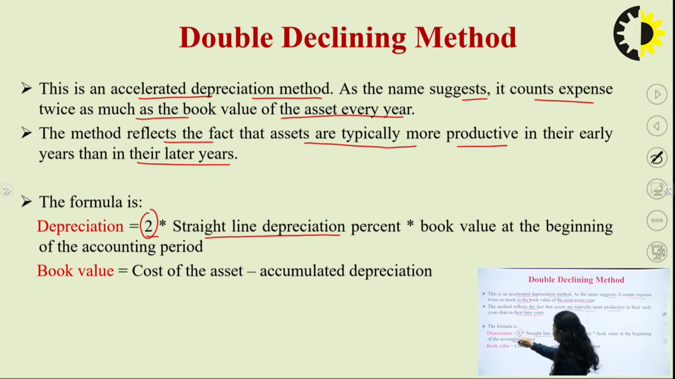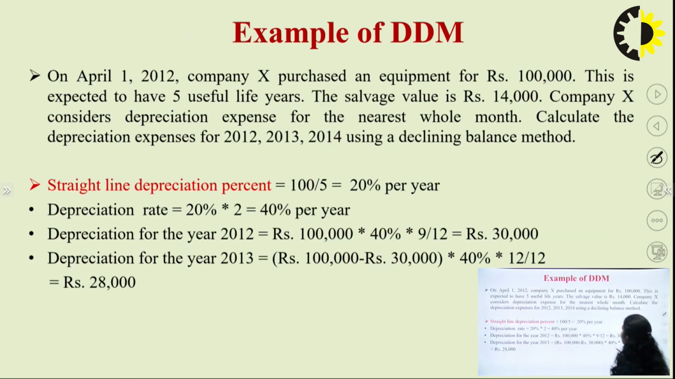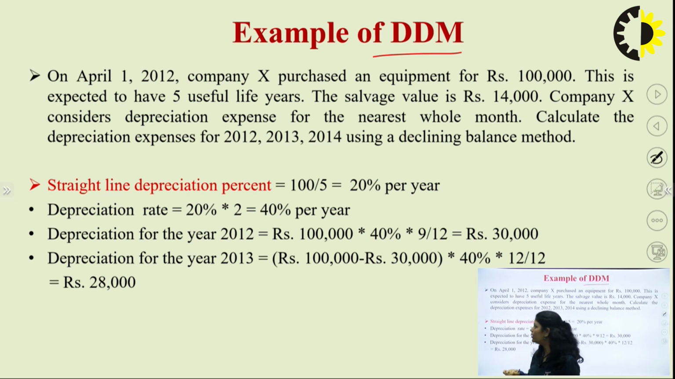So, we have written 2 here: 2 into straight line depreciation percent into book value at the beginning of the accounting period. So, this will become the depreciation. And what is the book value? Book value will be the cost of the asset minus accumulated depreciation. So, with the help of this formula we can calculate the depreciation cost. Now, we come to the example of this double declining method. So, we have taken this example.